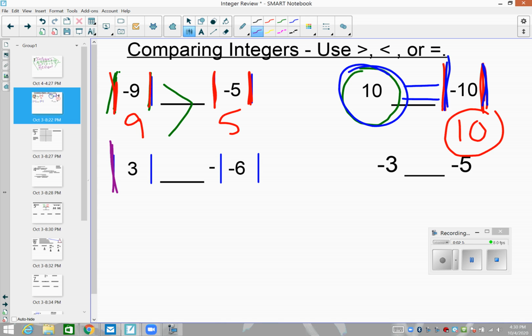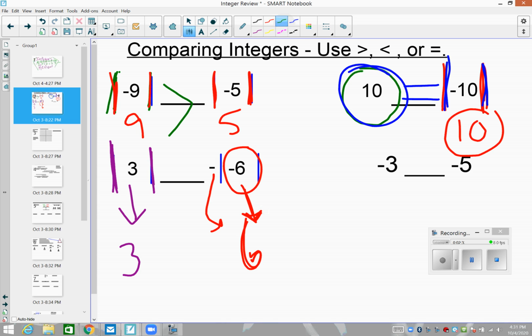What's the absolute value of 3? How far away from 0? We would say 3. What's the absolute value of -6? We would say 6. 6 houses away from me, so the left direction. However, this sign right here means opposite. So then we would take the opposite of that, which is greater, 3. So alligator is greater. We would say 3 is greater than -6.